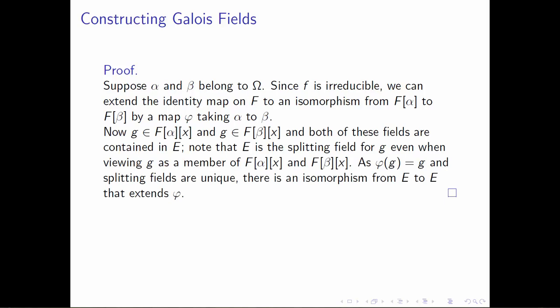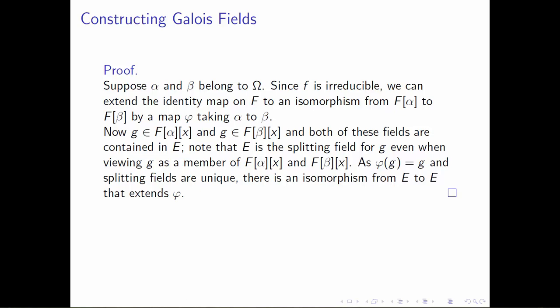Now, the polynomial g, what we assumed was that it lived in F adjoined x. F is a subfield of F adjoined alpha, so we can think about the polynomial g as living in the polynomial ring F adjoined alpha adjoined x, and similarly we could think of g as living in F adjoined beta adjoined x, and both of these fields are contained in E. So note that E happens to be the splitting field for g, even when we view g as a member of these larger polynomial rings.